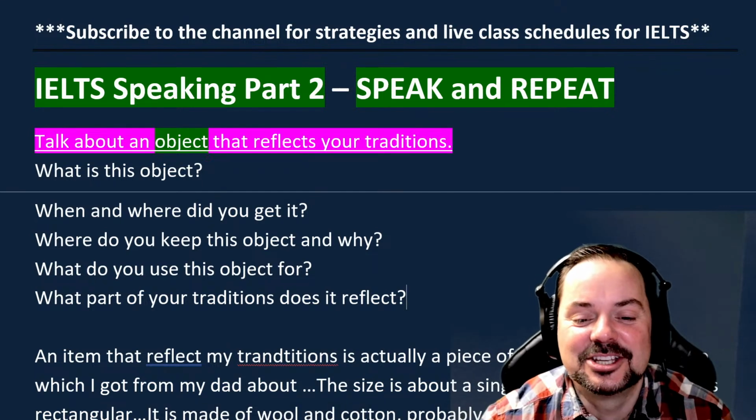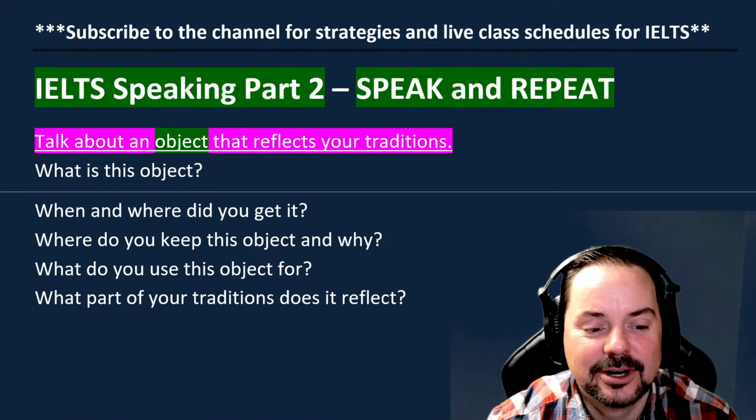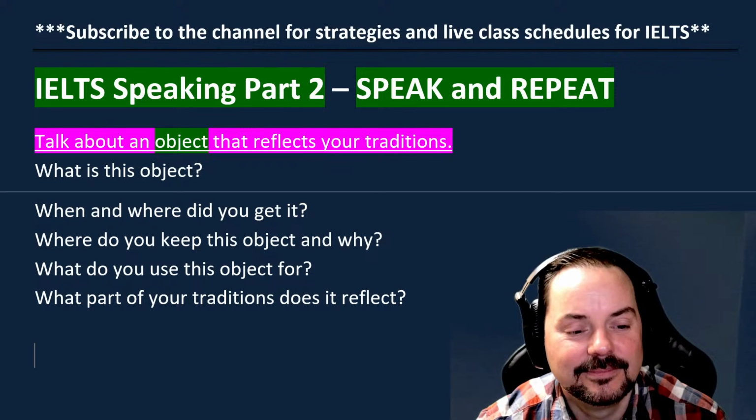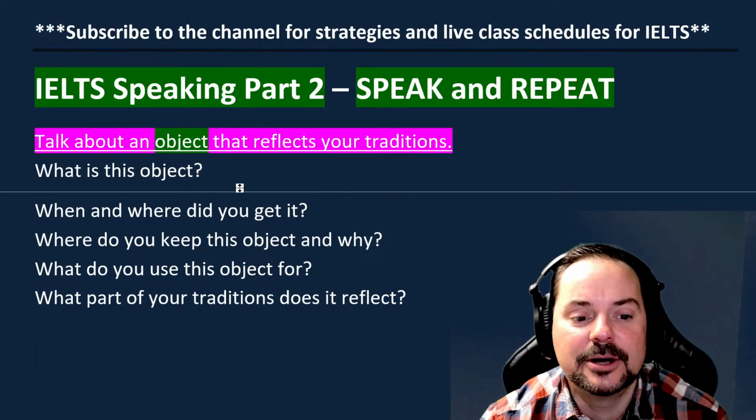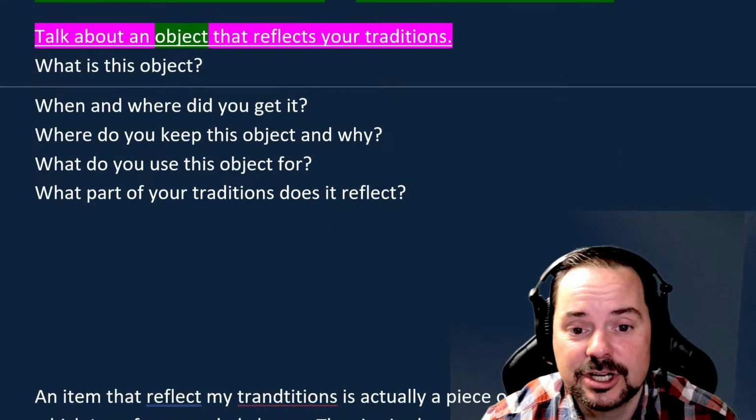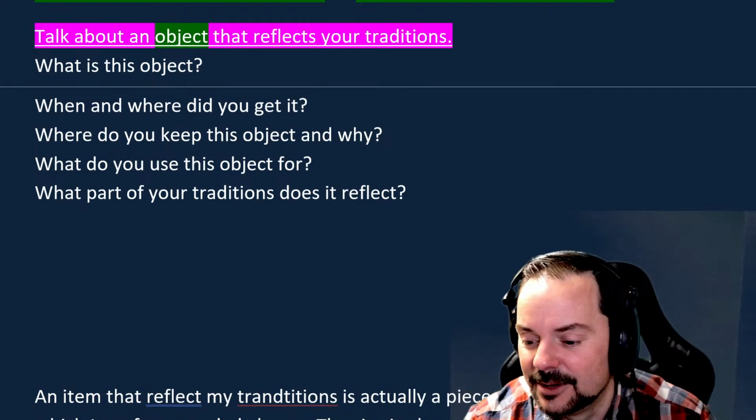All right, Constellation, are you ready to tackle this part 2 cue card? Yeah, I'm ready. Okay, let's do it. So, talk about an object that reflects your traditions. Your 1 minute preparation time is up.